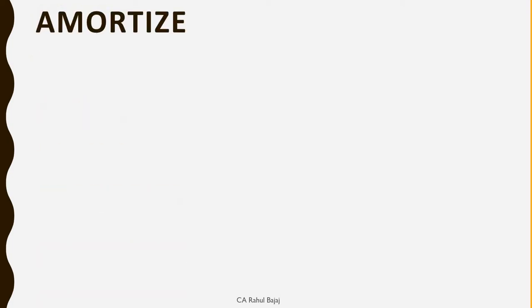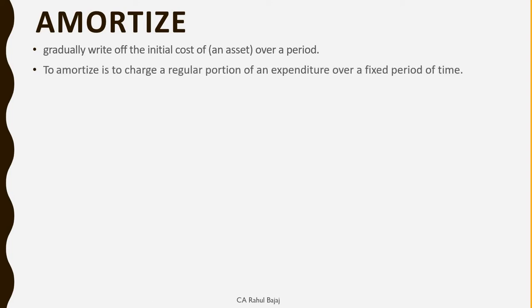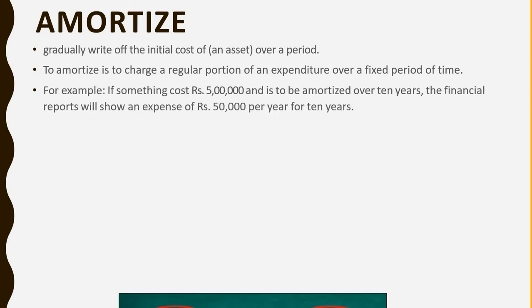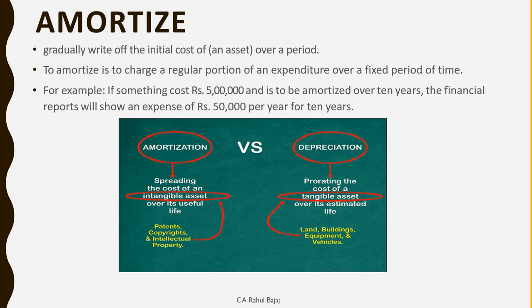Then we will move to the next point, amortize. What do you mean by amortize? Amortization is gradually writing off the initial cost of an asset over a period. We have studied the concept of depreciation. It is along similar lines, but the basic difference is that amortization is for intangible assets, whereas depreciation is for tangible assets.